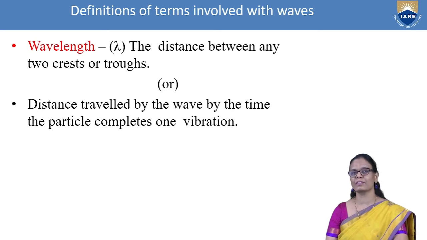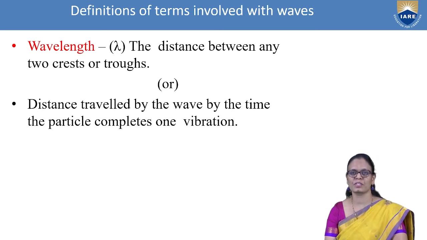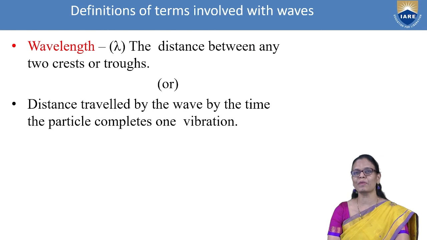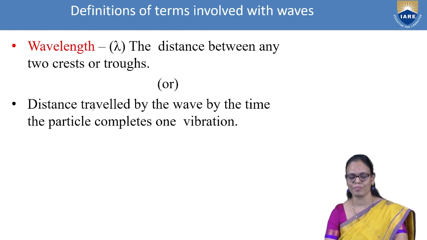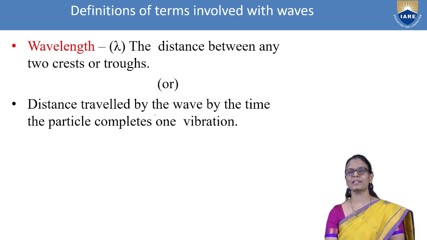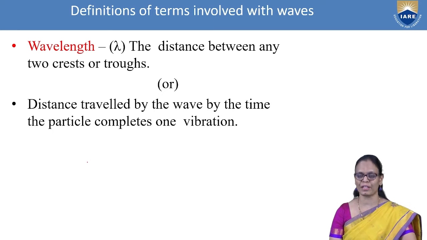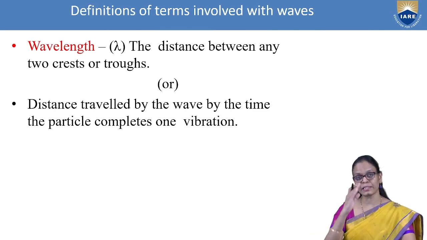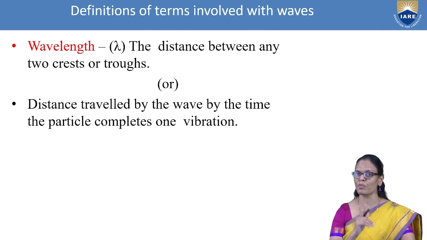Now what is wavelength? We are going to see different definitions for wavelength. The distance between any two crests or troughs, you call it wavelength. Or the distance traveled by the wave by the time the particle completes one vibration. So the particle is vibrating about its mean position and the wave is traveling in the forward direction. What is the distance the wave travels by the time the particle completes one vibration? Also we call it wavelength.